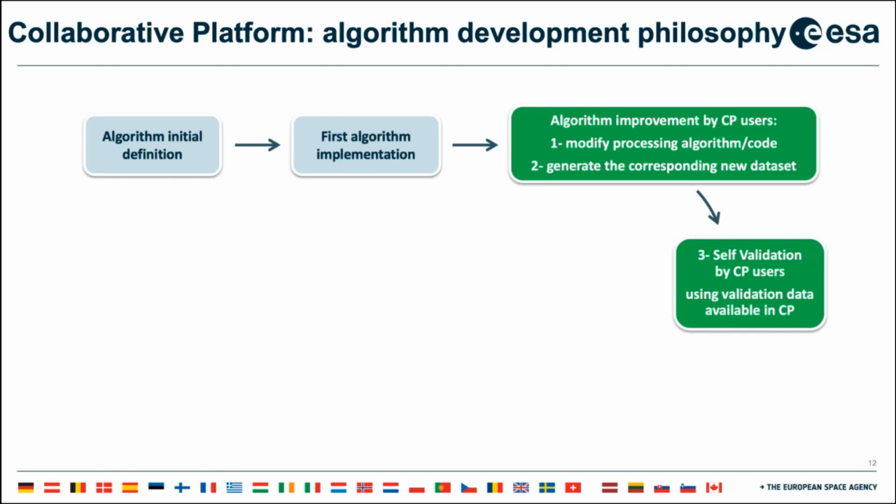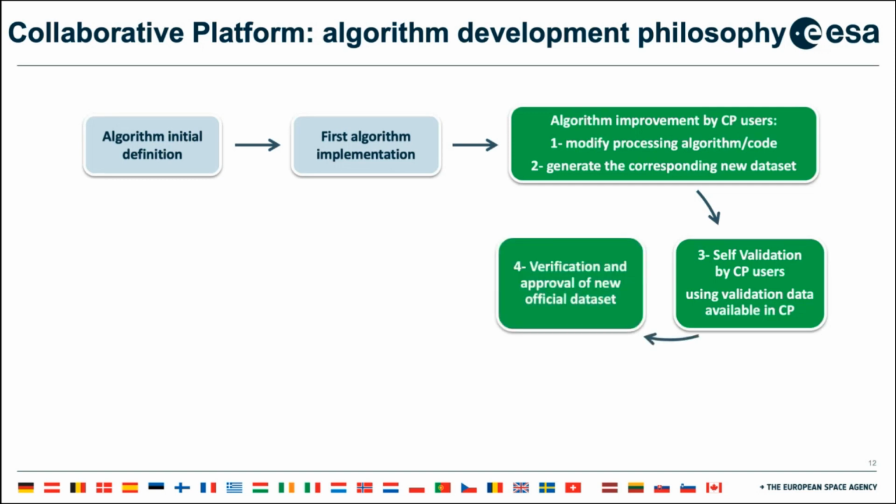they can then validate it with the calibration, the validation data available on the collaborative platform, and they can verify and send further for approval to ESA of a new data set. And this loop can continue on and on for whatever product you can imagine. So openness of the algorithm development implementation.